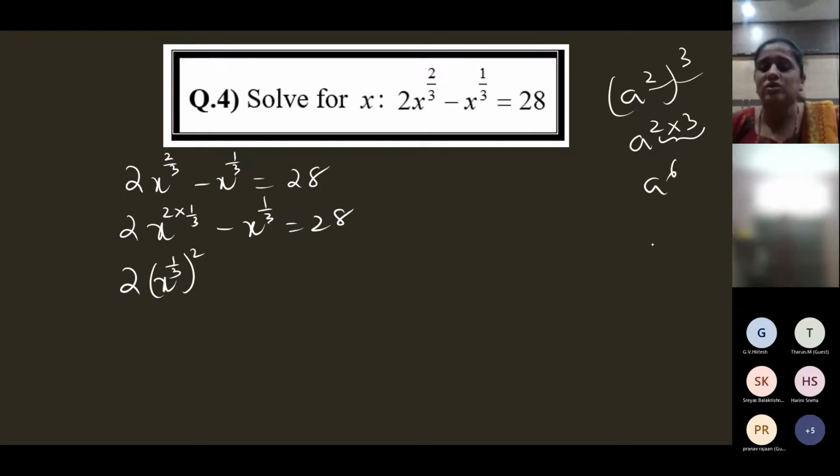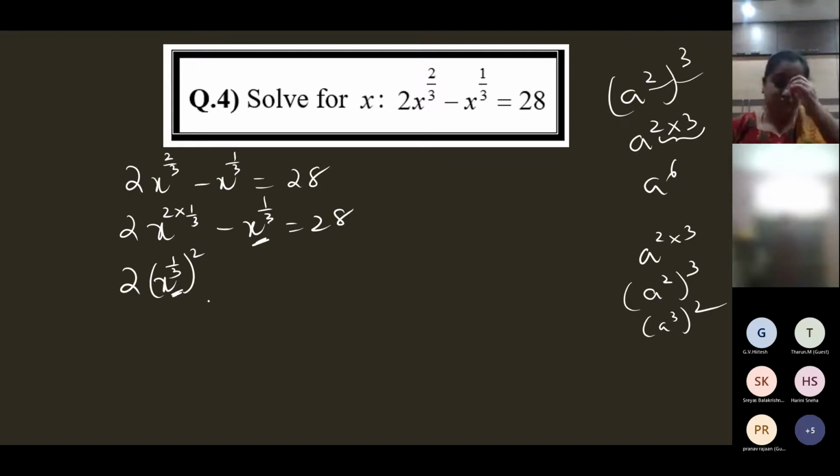Now we are going back. From this step, you can write a square the whole cubed, or you can even write a cubed the whole square. Anything, but you should write it according to the situation. Since we have x to the power 1 by 3 here, we'll put x to the power 1 by 3 inside the bracket and the 2 outside. Of course, it is also x to the power 2, the whole power 1 by 3, that's right. But again, you have to act according to the situation.